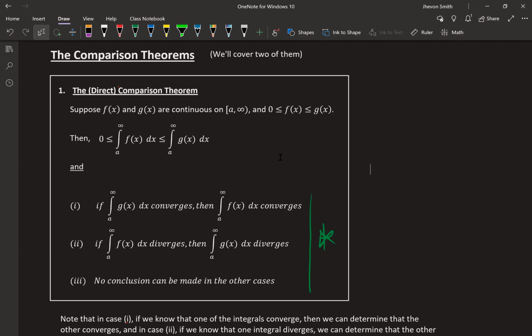Because there is an upper bound, it cannot grow past some upper bound, which is set by the g. So if the larger one converges, then the smaller one is forced to converge.